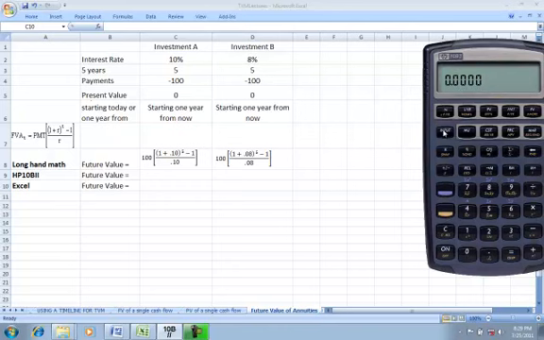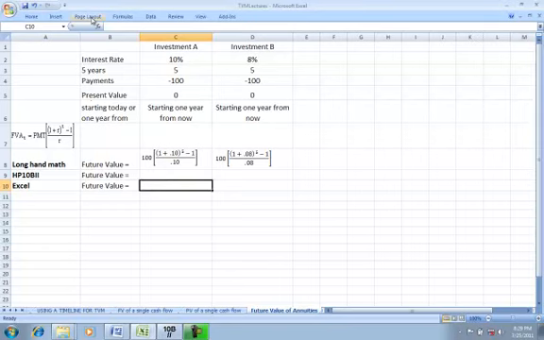Now, using the Hewlett-Packard calculator, these 5 top time value of money keys, I'm going to work from left to right. 5 years, 10%, beginning with 0, making 5 annual ordinary annuities. I'm going to make them negative because I'm making payments. The future value is $610.51.